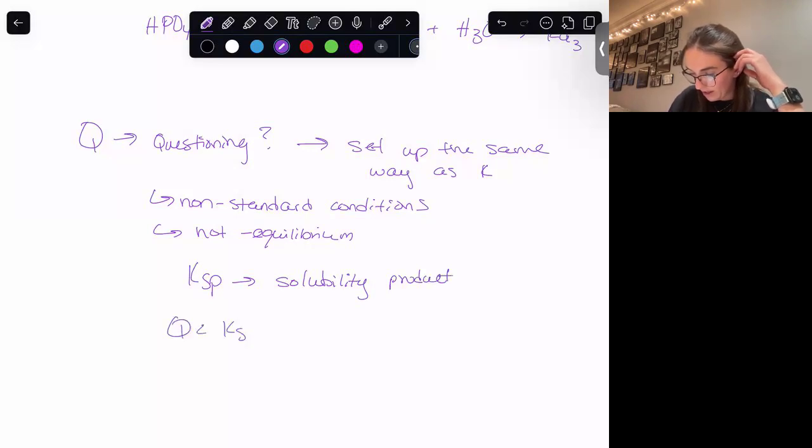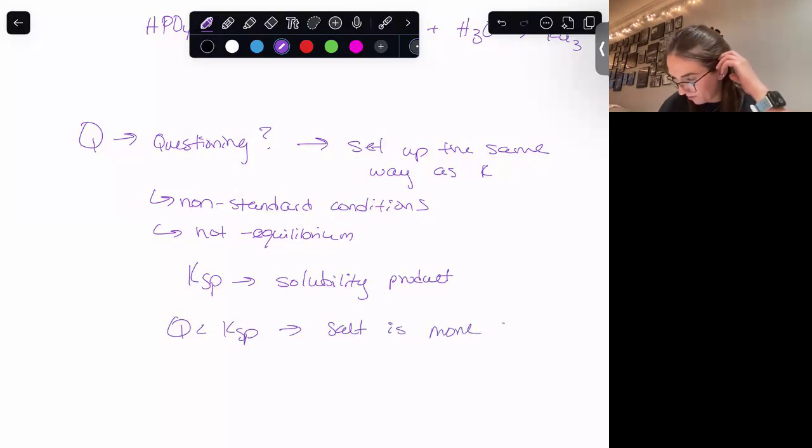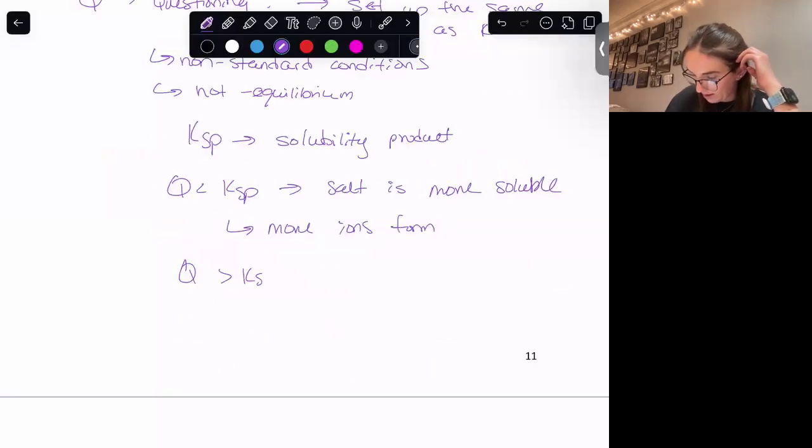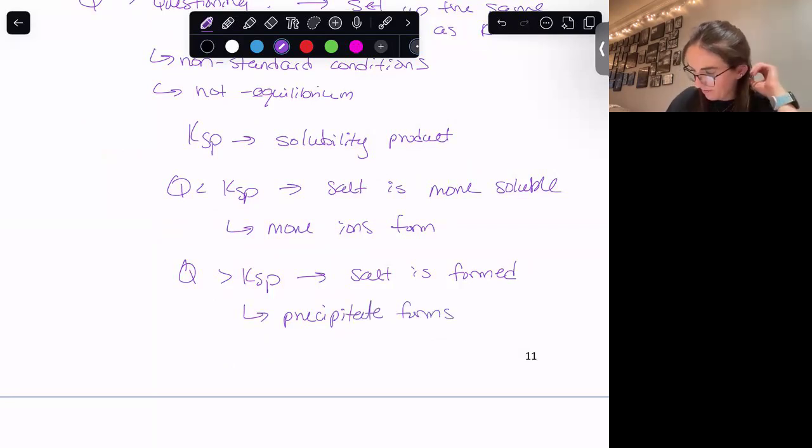So when Q is less than KSP, your salt is more soluble, as in more ions form. And when Q is greater than KSP, salt is formed, right? Precipitate forms. As in, this is not enough ions, and this one is too many ions.